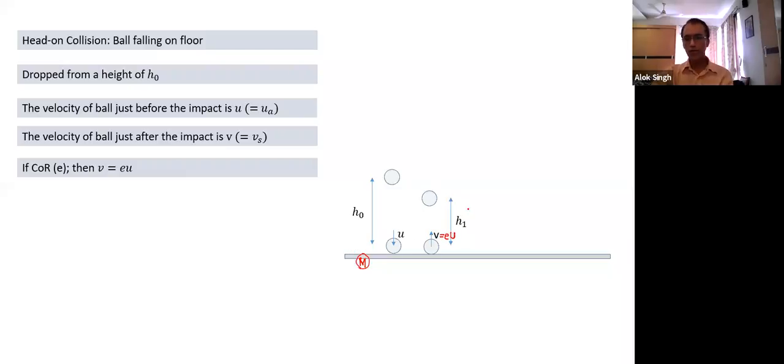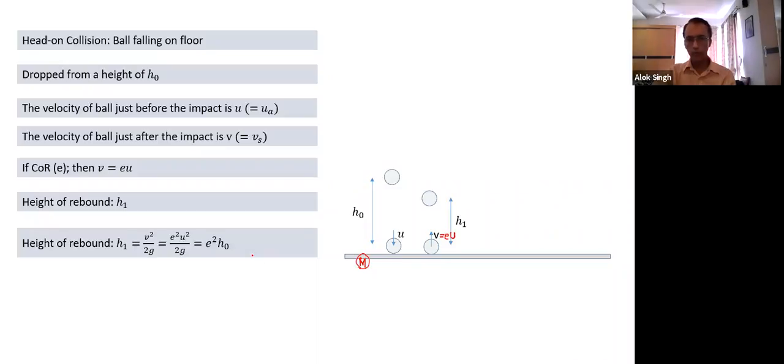Now, can we calculate this height h1? If the ball was dropped from height h0, can h1 be calculated? Once we have these two velocities, h1 can easily be calculated. What is the height of rebound? h1 will be equal to v squared by 2g. What is v equal to? e times u. So e squared u squared by 2g. What is u squared? u is equal to root 2g h0. So when we substitute, we can easily find that the height of rebound is e squared times h0.